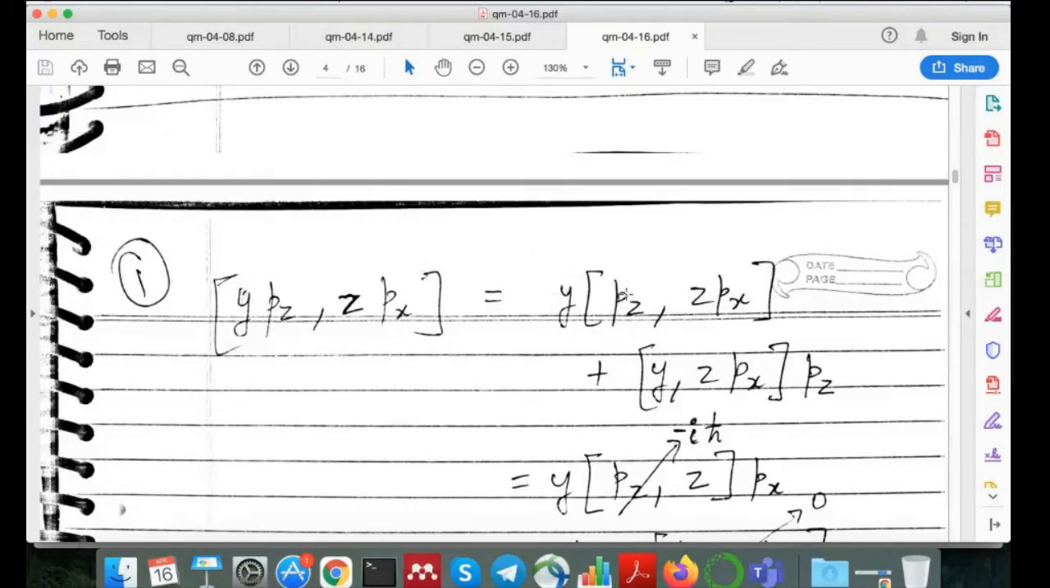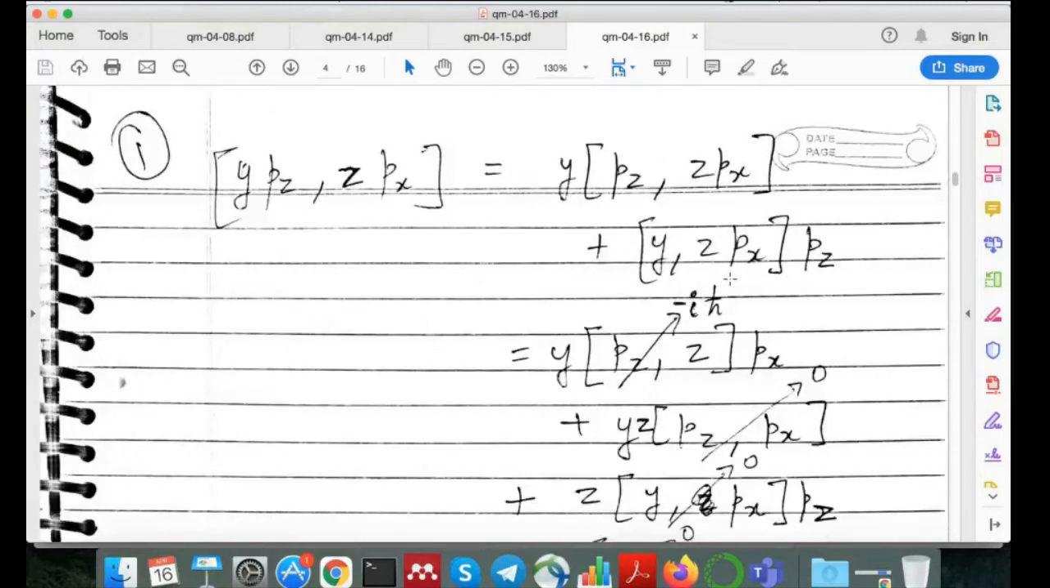So we take y outside and then we do pz, zpx. And then we keep y in and we take pz outside. So pz is on the right side, so we have to take it out on the right side. So then we get y into [z, px] into pz. So this is your distributive property.